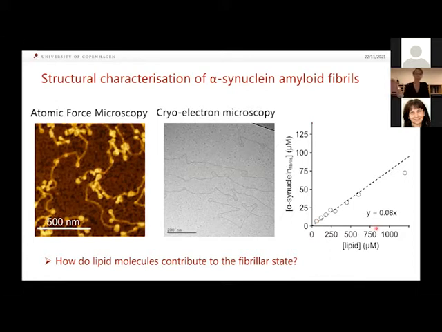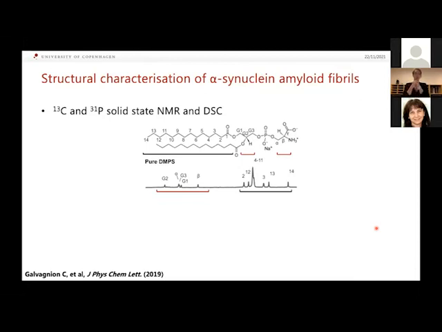We were wondering whether those lipids actually play a role not only in the initiation of the aggregation of alpha-synuclein, but maybe in the whole process of self-assembly. So here we use solid-state NMR and DSC to look at the properties of potential lipid molecules in the fibrils. So the first data that I'm showing you here is the carbon solid-state NMR spectrum of DMPS, the lipid that we use to initiate alpha-synuclein aggregation.